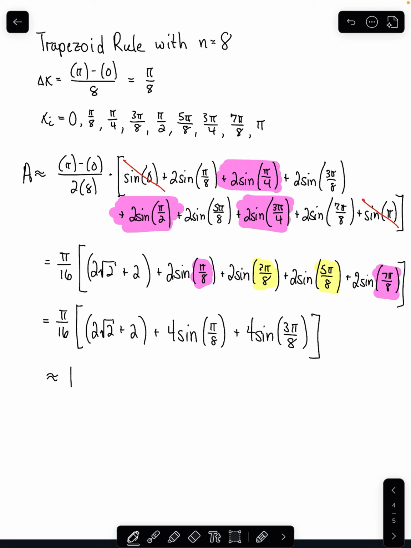And this is going to come out to be approximately 1.974. Better than the previous estimate. Still a little bit of an underestimation, but better than the previous estimate.